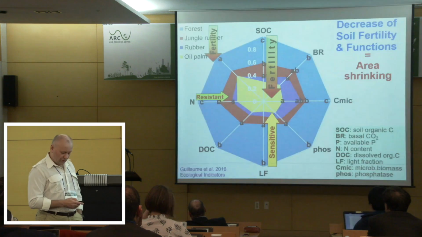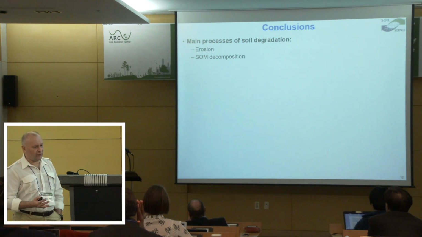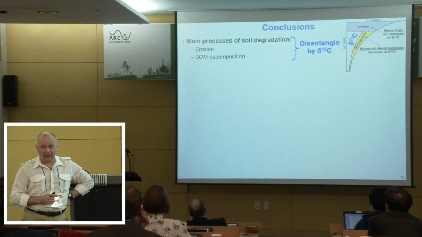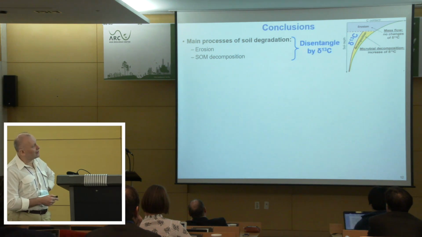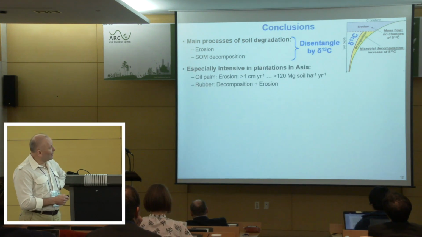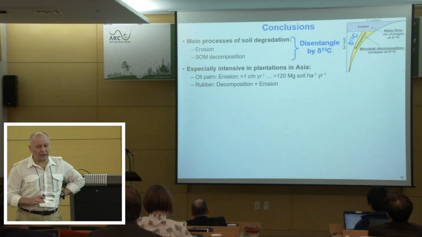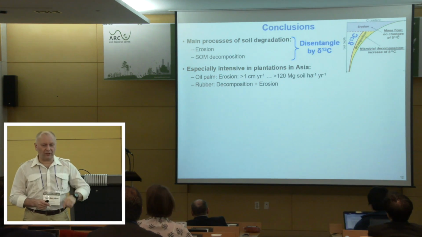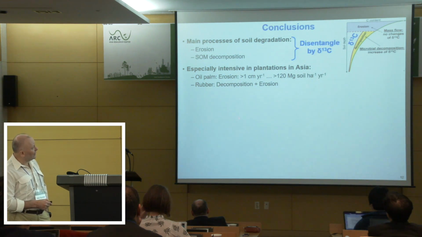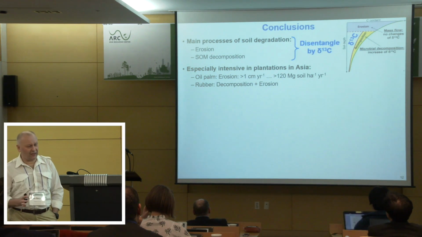I am coming to conclusions, and there are two main processes of the soil degradation which are typically worldwide. This is erosion and soil organic matter decomposition. I think we can disentangle them by the isotopic composition of the remaining soil organic carbon, based on the delta C values compared to the regional control. These two processes are especially intensive in Asia. We have tried to show that in oil palm plantation, every year more than 1 centimeter soil, it means more than 100 tons soil per hectare, will be lost. And rubber plantations have both erosion and decomposition. Oil palm plantations mainly erosion because it's very fast.